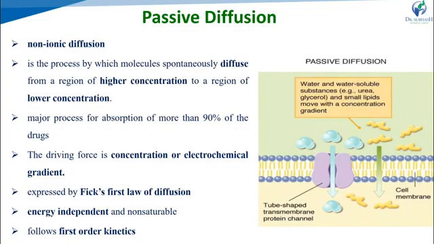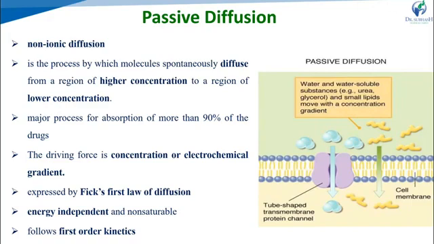Passive diffusion is expressed by Fick's first law of diffusion. So what is Fick's first law? It is the movement of drug or molecules from a higher concentration region to a lower concentration region until equilibrium. Passive diffusion is energy independent, meaning energy is not required for the migration, because it depends on the concentration gradient, and it is also non-saturable. The passive diffusion process follows first order kinetics, meaning the rate depends on the concentration. As concentration decreases, the rate of absorption also decreases.